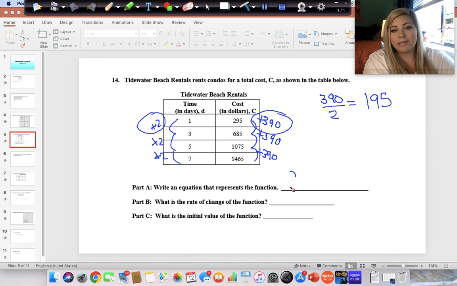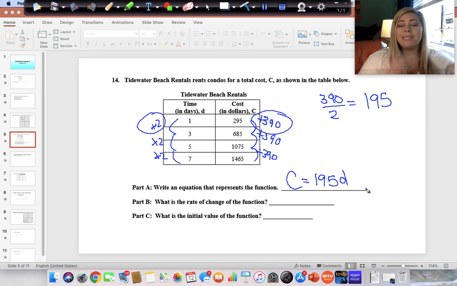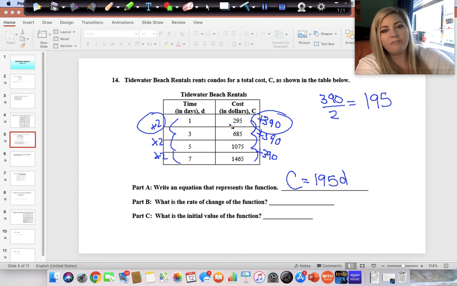So we have C as our total cost. We're going to put our 195 as our slope next to D for days, and then we're going to see if that works out. It may work out, it may not. It's not going to work out for this problem.